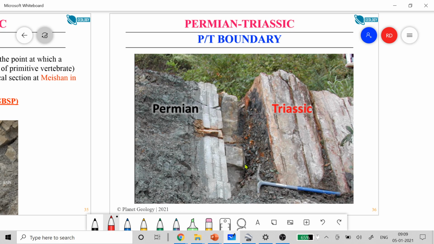This is another example of the Permian-Triassic boundary. It's not marked exactly where the boundary is, but you do see some contrast in the rocks. What do you notice in these rocks when you go from Permian to Triassic? Any observations in terms of color?